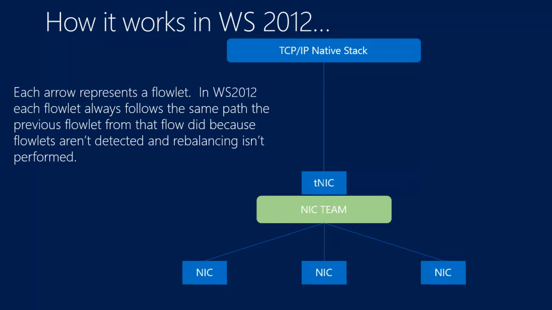NIC teaming comes in two generic modes. Switch-dependent modes, where you do have to connect to the same switch or at least the same multi-chassis switch, and switch-independent modes. For switch-dependent modes, a switch configuration is required. The most common switch-dependent mode is LACP or 802.1ax. It goes by different names. That's a very good mode, but the key characteristic of that mode is that we have no control over where traffic arrives. The switch is making all the decisions.